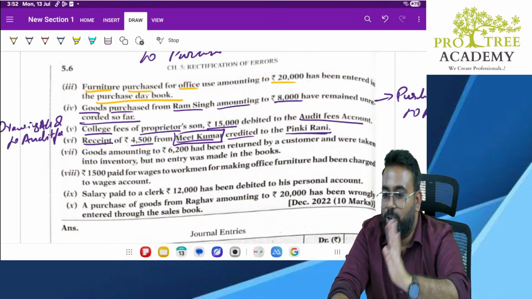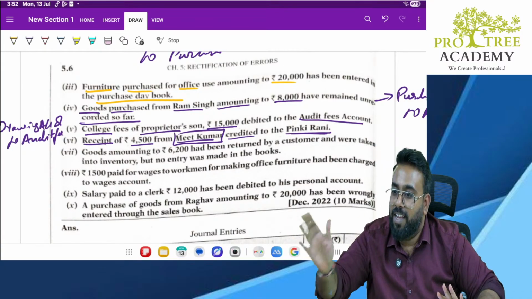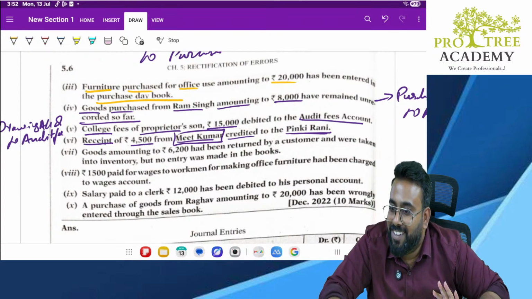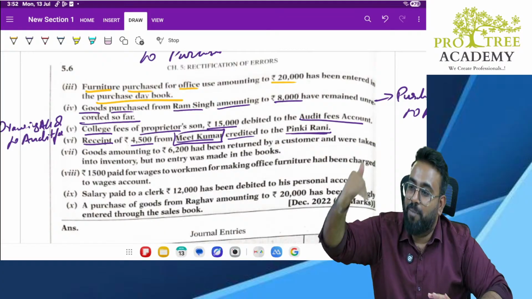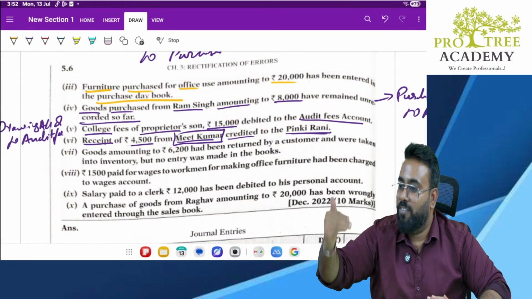So what should go out? What should come in? Pinky should go out. Meet Kumar should come in. Correct? Now what has happened? Pinky will be debited. Meet Kumar will be credited.